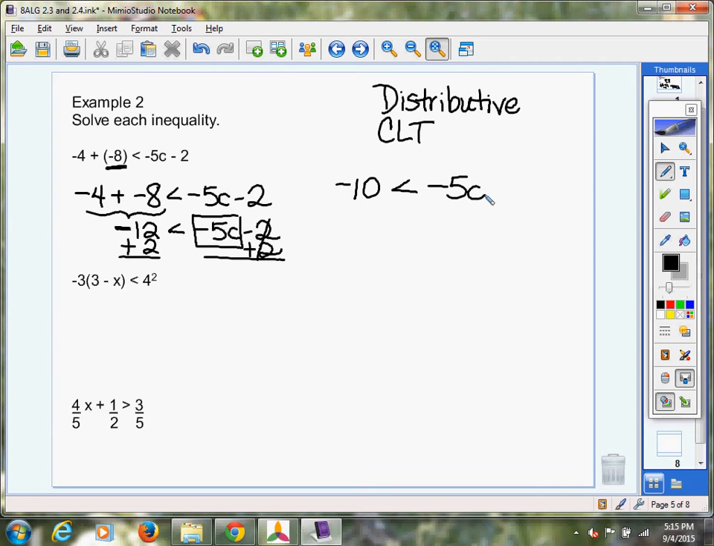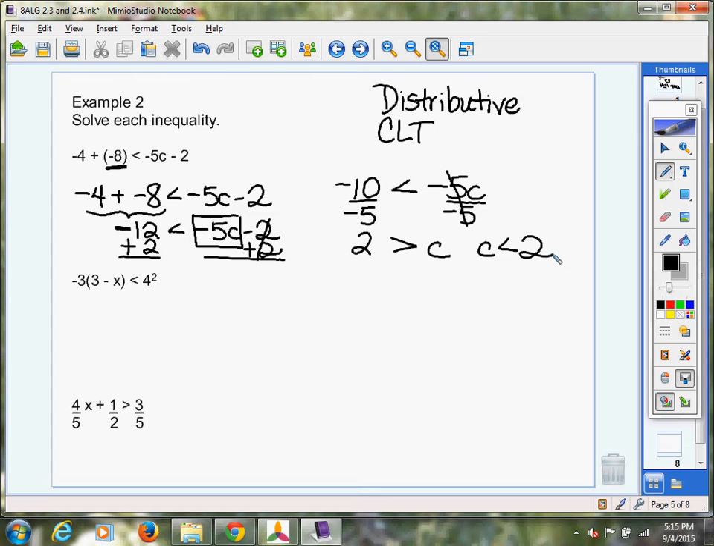All right, now I'm going to get interested, because now to get c by itself, I've got to divide each side by -5. Because I just moved a negative number over by means of division, I'm going to have to flip my less than symbol to greater than, and then I'm done. So you can leave your answer 2 is greater than c, or if you want to flip it over and write it as c is less than 2, you can do that as well. So that's the first one there.